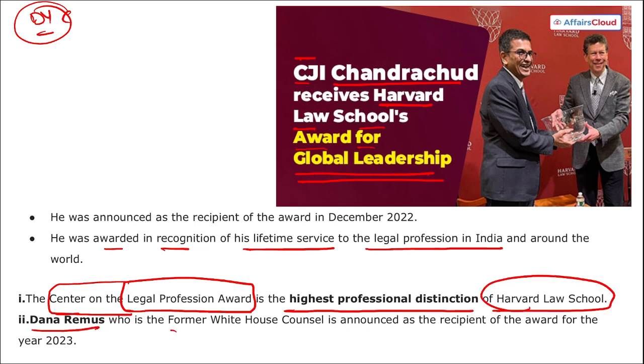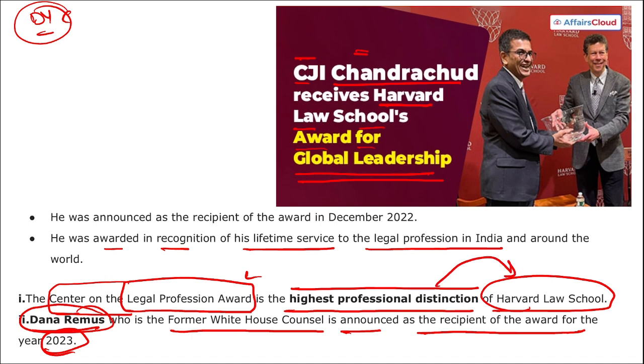Dana Remus, who is the former White House counsel, has been announced as the recipient of the award for the year 2023, and D.Y. Chandrachud was the recipient for the year 2022. Mark this, right? For 2023, Dana Remus, and for 2022, D.Y. Chandrachud, who is the Chief Justice of India. Correct? And they were presented with which award? That is the Center on the Legal Profession Award, and this is the highest professional distinction award of the Harvard Law School. Correct? Take a note of it.